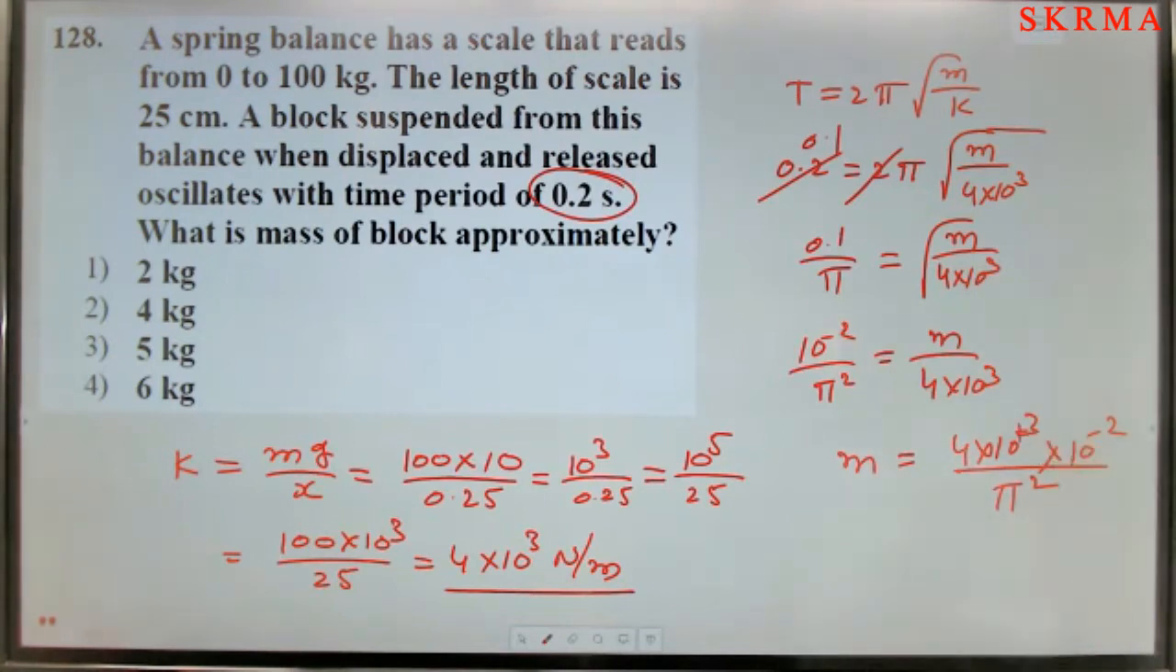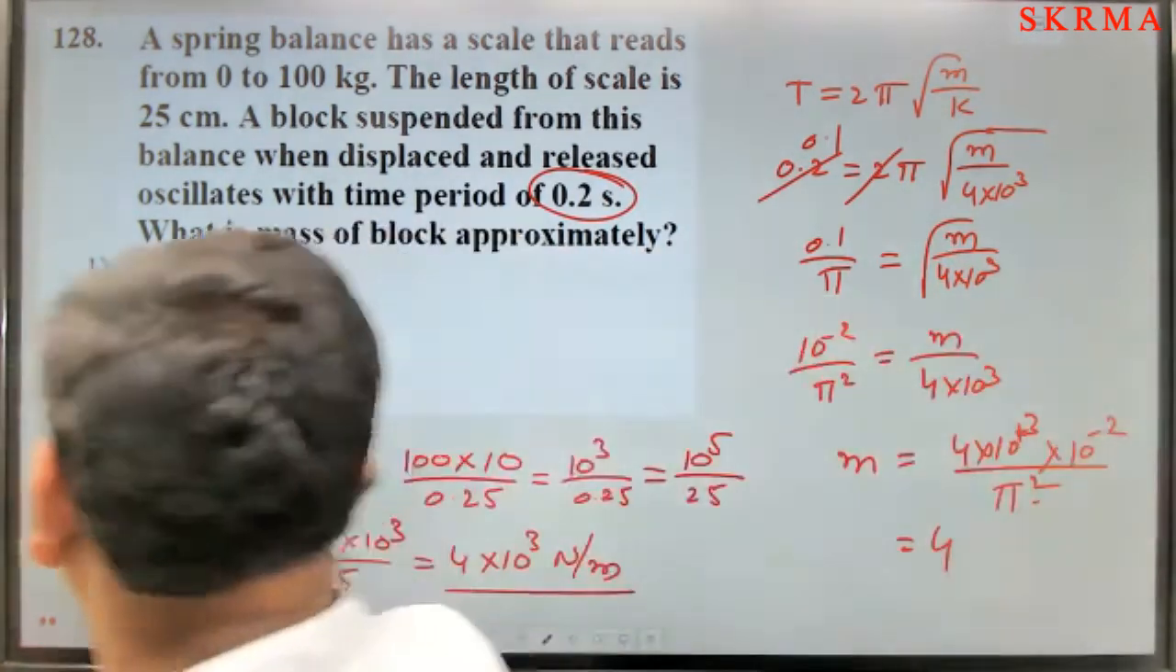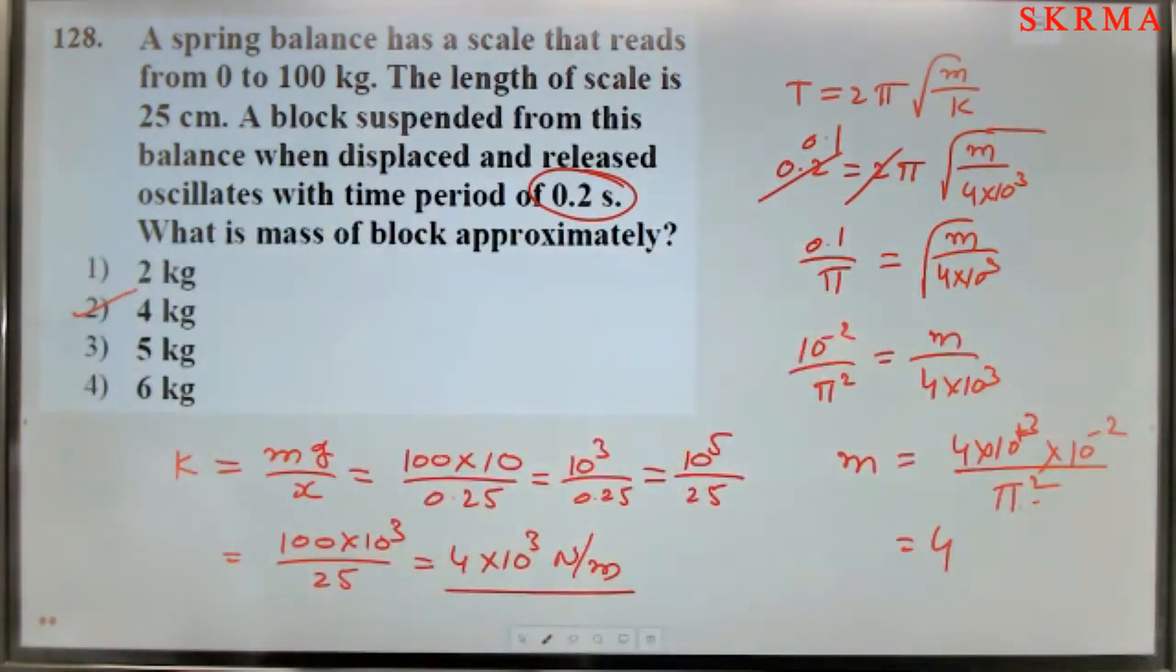This is 10 power plus 3. Now how much is it? Pi square is also 10. So 10 power 3, these 3 will cancel out, then 4 remains. So 4 kg is the answer.